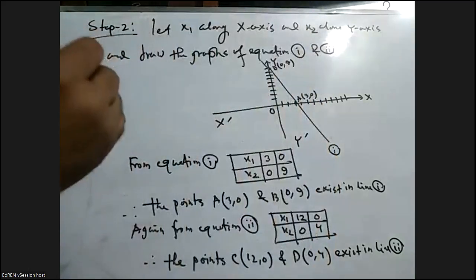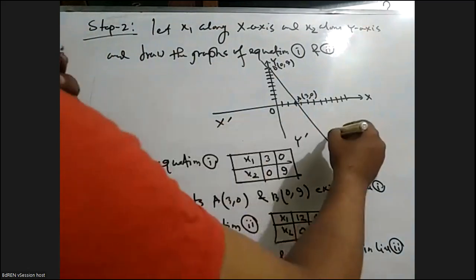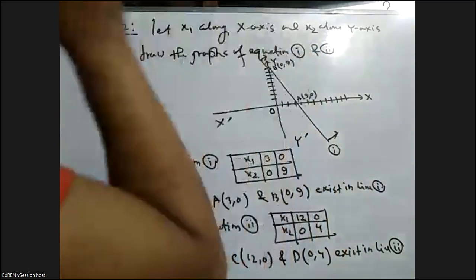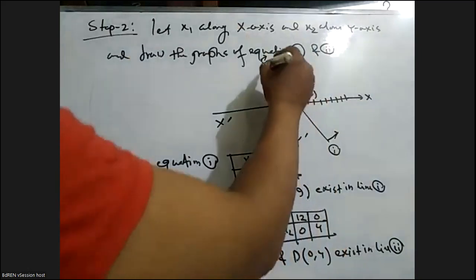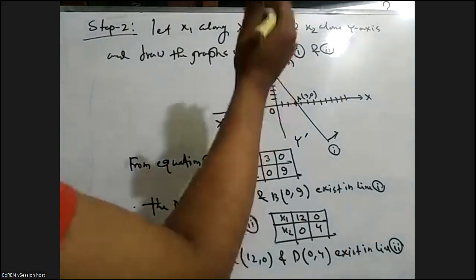Okay. Now, what will the inequality sign be? Because it is greater than or equal to, the direction of the solution will exist on the opposite side of the origin.